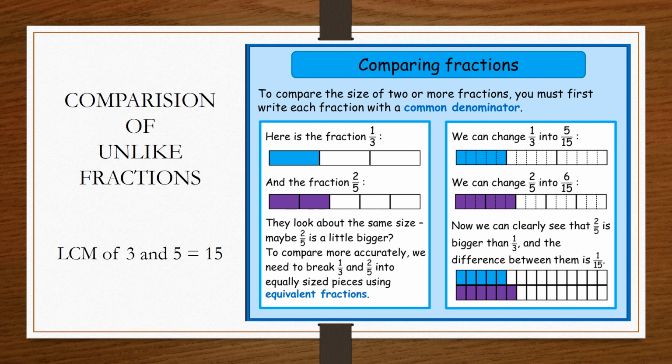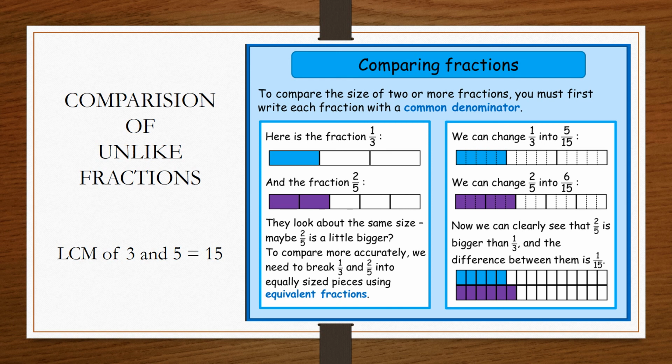Now comparing fractions when they are unlike. So again, for unlike fractions, you have to make the denominators the same. That is, you have to change them into like fractions. So take out the LCM. Now here the fractions are 1 by 3 and 2 by 5. So the denominators are 3 and 5. The LCM of 3 and 5 will be 3 into 5, 15. So make the denominator 15.